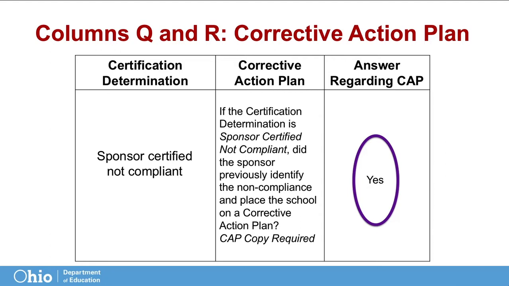And just as a reminder, the corrective action plan columns only appear on the Oversight of Schools spreadsheet. These columns are not on the sponsor level compliance worksheet. Remember, you only need to respond if the certification determination result is sponsor certified not compliant.